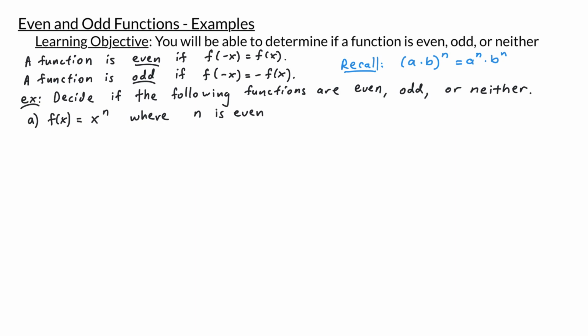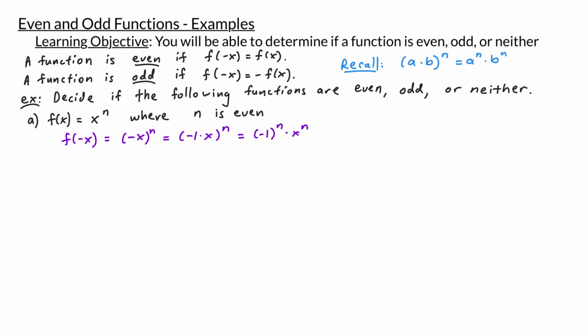So for our function, we want to look at f of negative x. Since our function is x to the power of n, f of negative x is negative x to the power of n. Our goal is to simplify this as much as we can and compare it with our original function. Now, one thing we can do is rewrite negative x as negative 1 times x, all raised to the power of n. We can simplify this using our exponential rule here. We'll distribute the n and rewrite this as negative 1 to the power of n times x to the power of n.